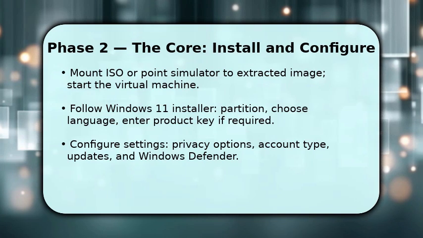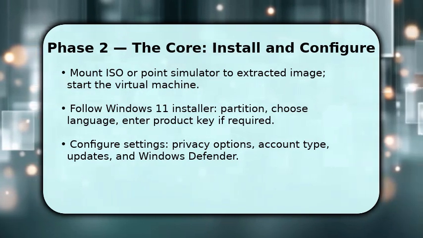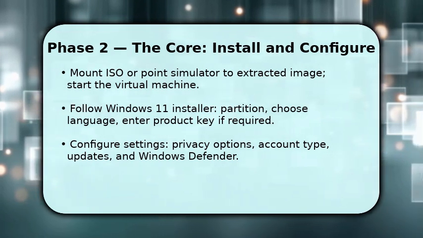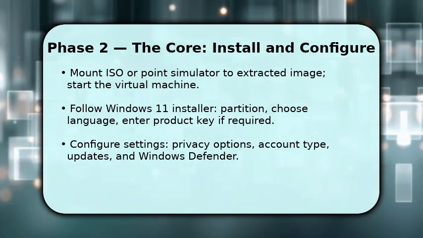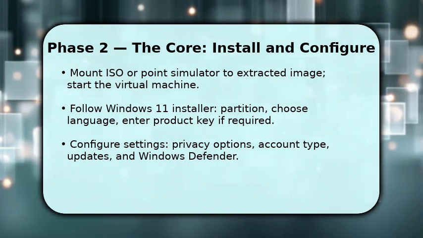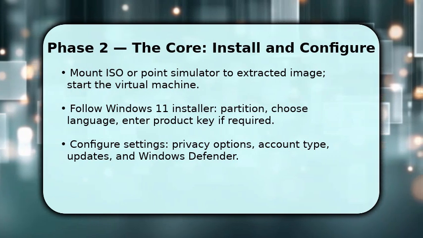You mount the ISO or point the simulator to the extracted image, then start the virtual machine and watch the Windows 11 installer begin. During installation, choose the language, partition the virtual disk as needed, and enter a product key if required. This determines activation later.